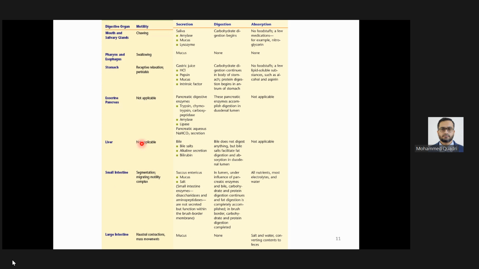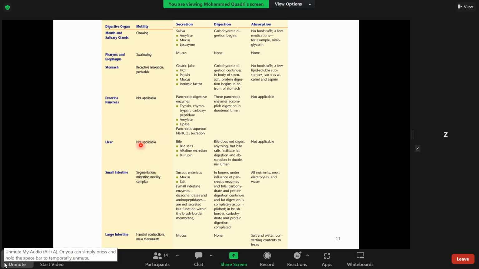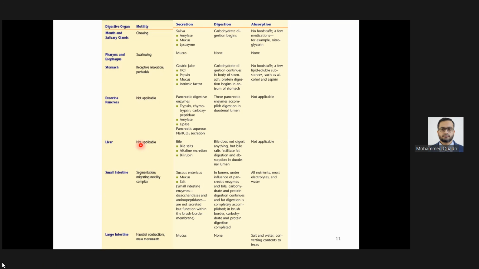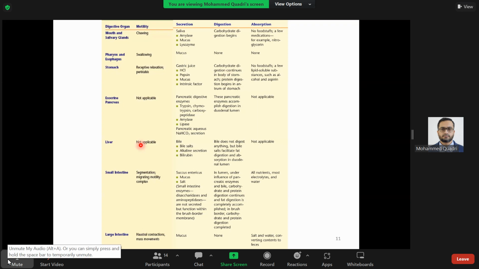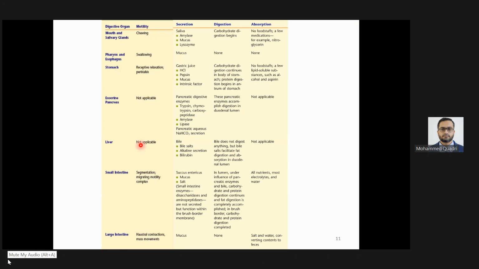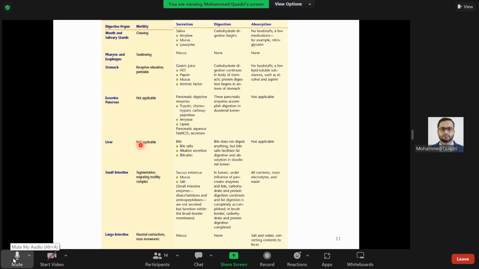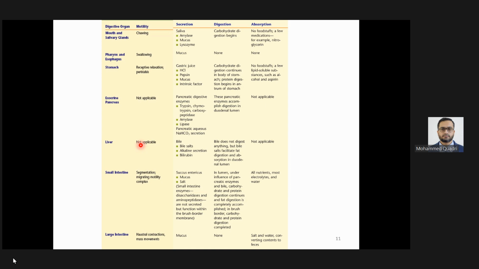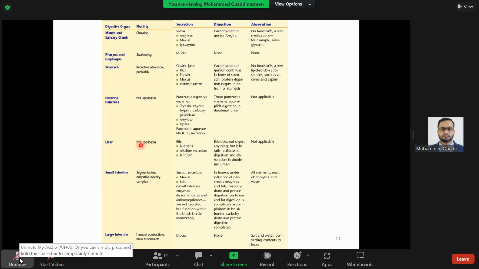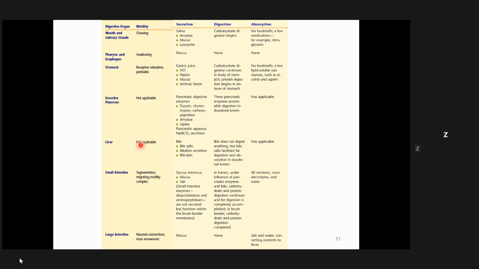Any motility in the liver? Liver doesn't move? Liver doesn't contract? You finish the GIT, you should know. Does anyone know whether the liver contracts or not? It secretes the bile. Which muscles? There's no contraction in the liver, but it needs movement to move the bile, right?